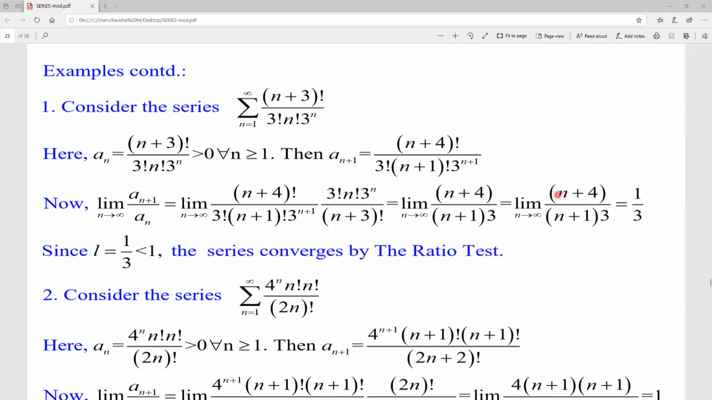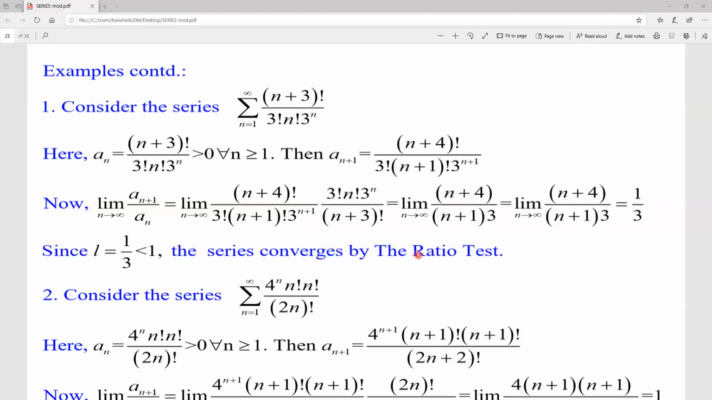So here take n outside: 1 plus 4 by n. Here take n outside: 1 plus 1 by n. The n's cancel. When n tends to infinity, 4 by infinity is 0. So here 1 and here 1, and 3 here, gives 1 by 3. So L is equal to 1 by 3. So 1 by 3 is less than 1. Therefore the series converges by the ratio test.